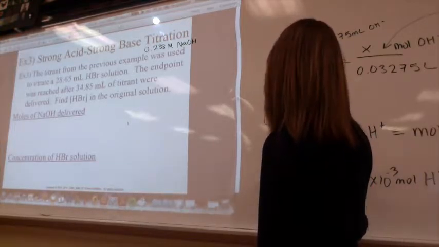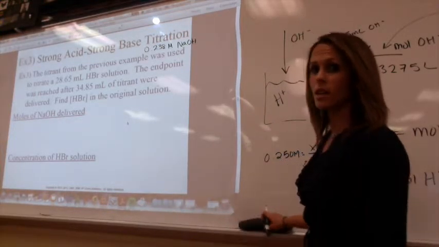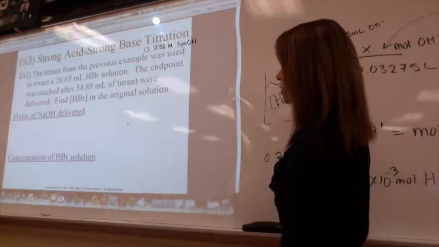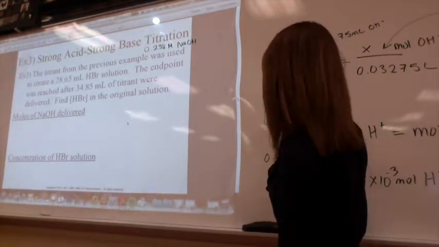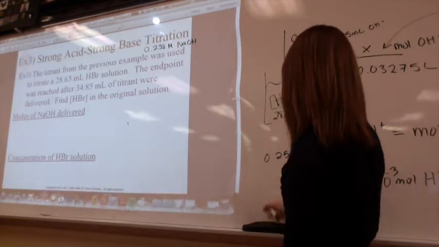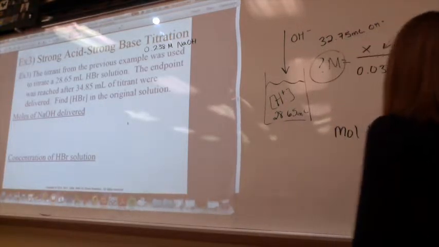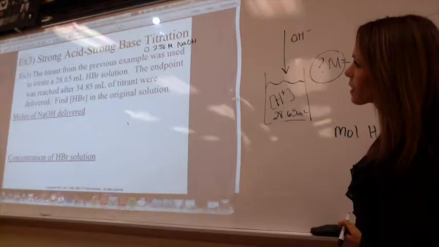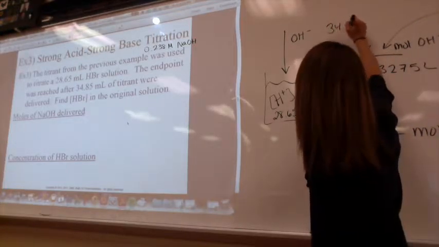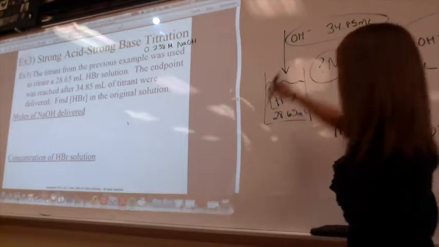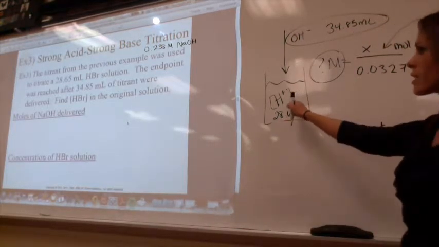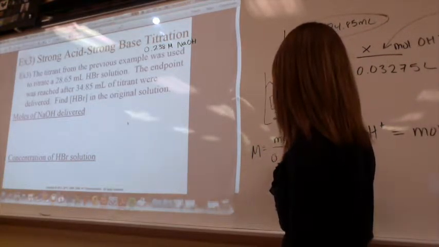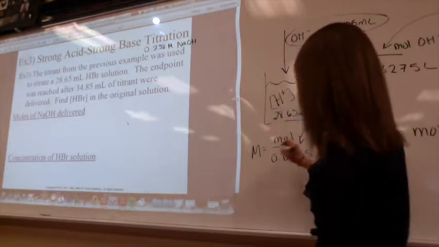So look, my beaker changed, but really it's still a strong acid, so I'm going to just leave H plus, right? And then in here, I'm looking for the concentration of HBr that's originally in there. And it says that what's floating in here is 28.65 milliliters of this solution. This time, it says that we're going to deliver 34.85 milliliters of my OH inside there. But we're trying to find the concentration of this. Molarity equals moles over liters. We have liters, don't we? It was right there. This is of your H plus.